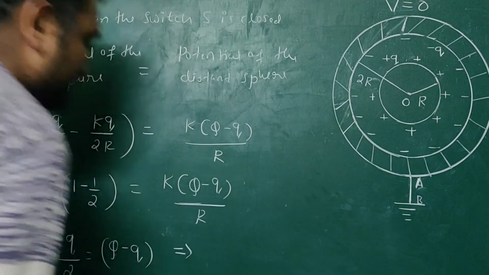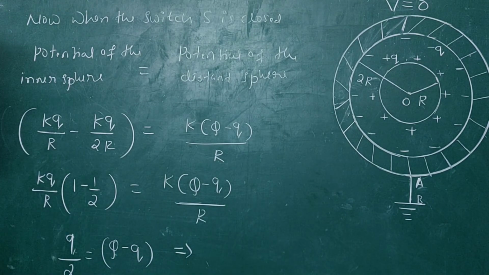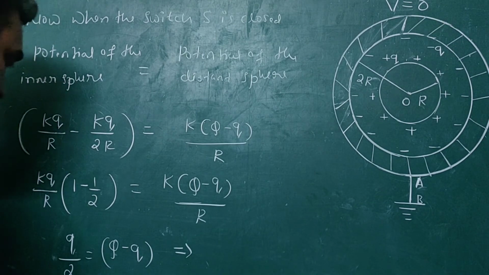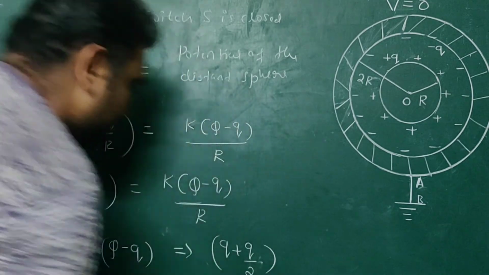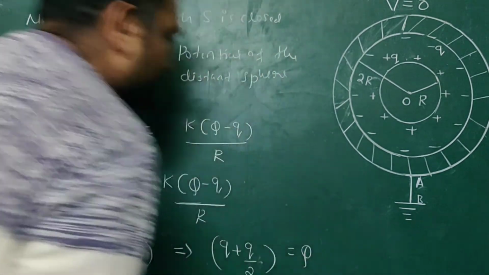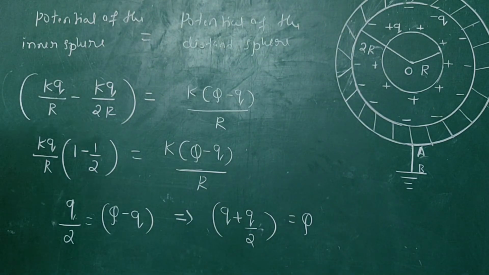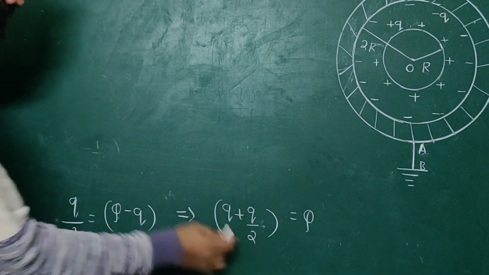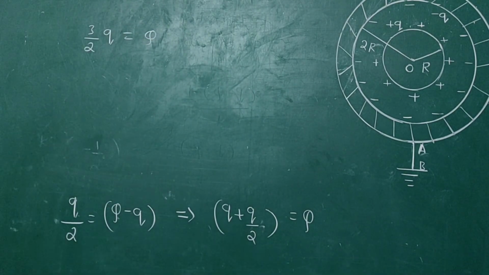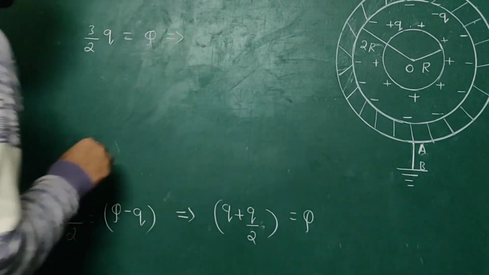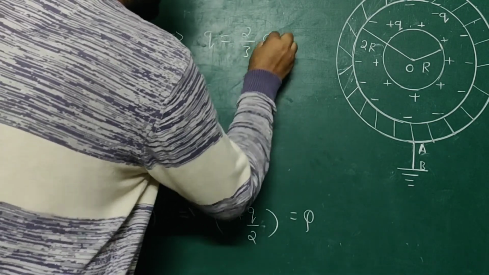This implies that q plus q/2 equals capital Q. Now we can solve for the value of q from this equation. q plus q/2 can be written as 3/2 q, which equals capital Q. Now this implies that small q equals 2/3 into capital Q.